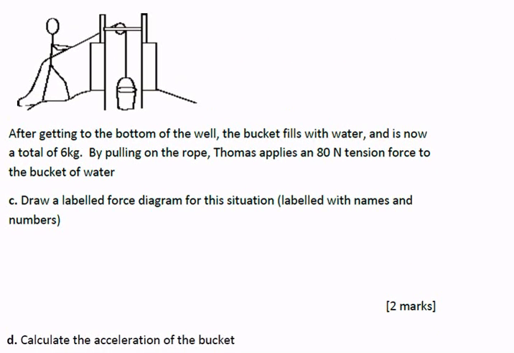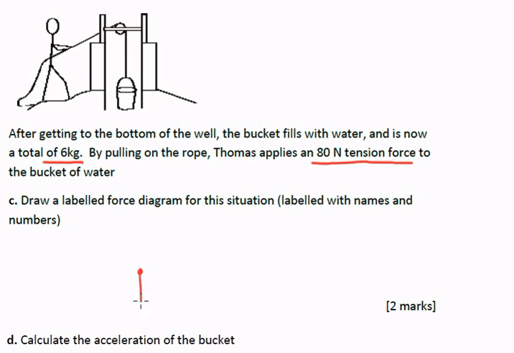Alright, after getting to the bottom of the well, the bucket fills with water and is now a total of 6 kgs. By pulling on the rope, Thomas applies 80 newtons of tension force to the bucket. Draw a labelled force diagram for this situation and label it with names and with numbers.